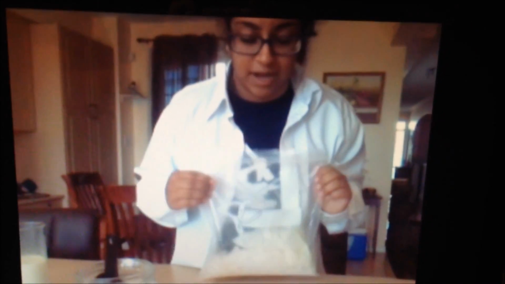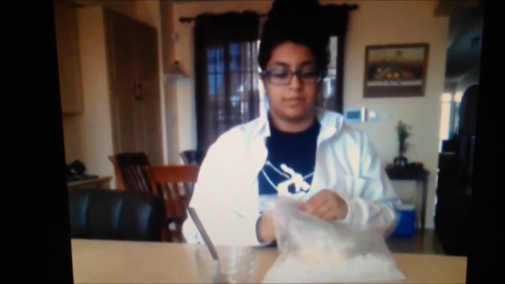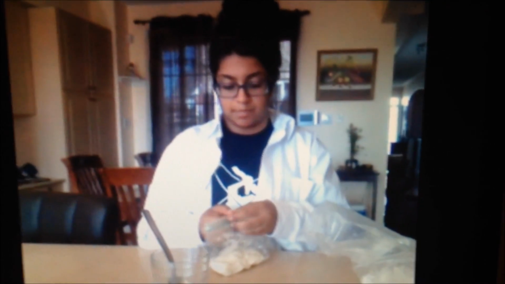This will take a while, so have patience. So what happened was the salt lowered the freezing temperature of the ice, which helped to make ice cream. You can put this in a bowl or a cup and eat it.